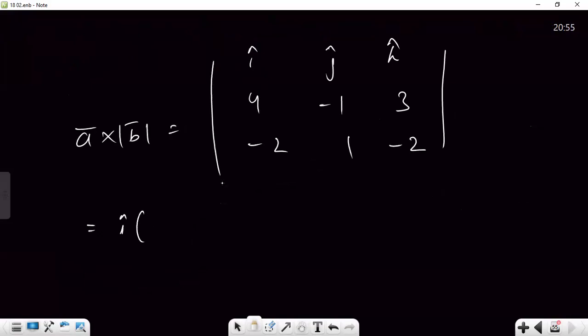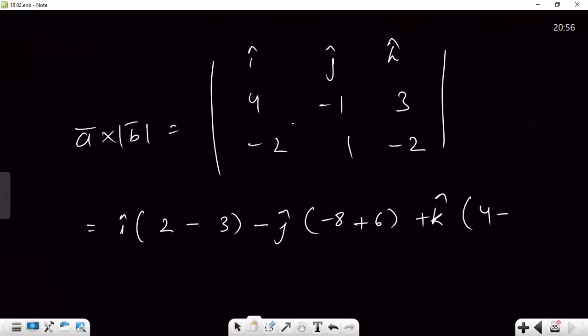Okay, I cap into minus 1 minus 2 plus 2, minus 3 into 1 is 3, minus of j cap 4 minus 2 minus 8, minus 3 into minus 2 plus 6, minus k cap, sorry, plus k cap 4 into 1 is 4, minus into minus 1 minus 2 plus 2. So that becomes minus I cap plus 2j cap plus 2k cap.